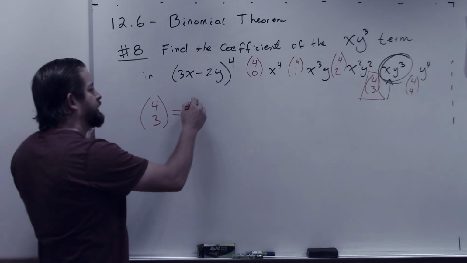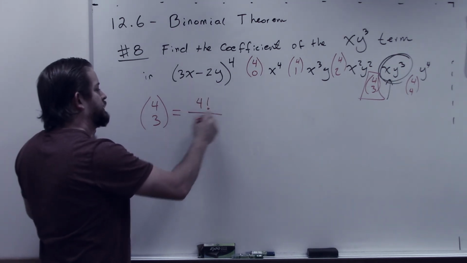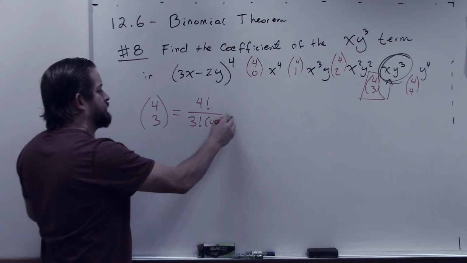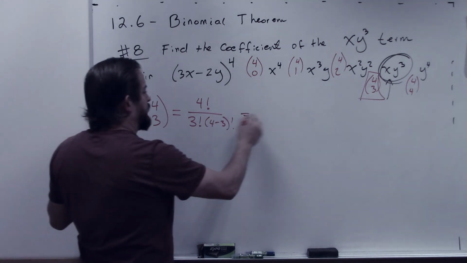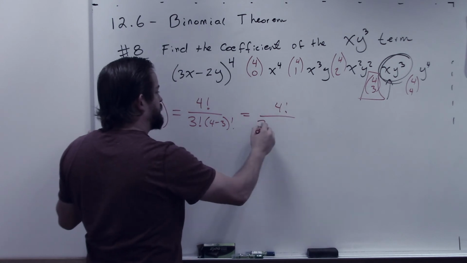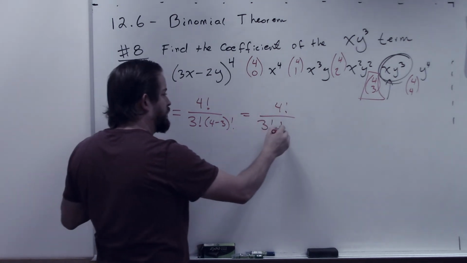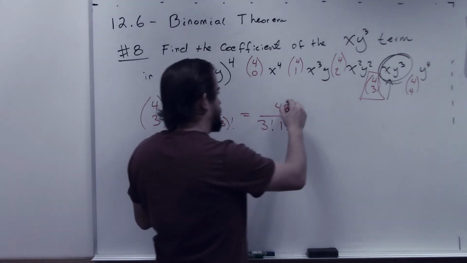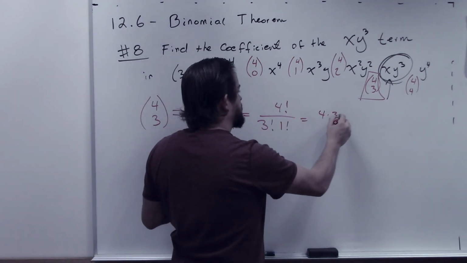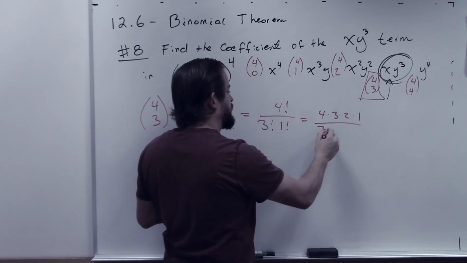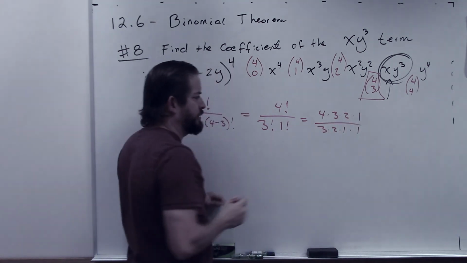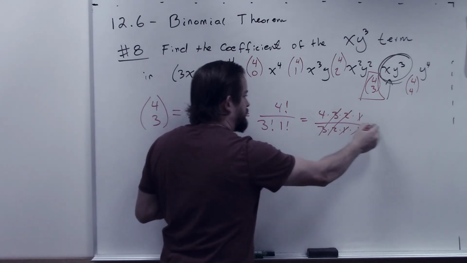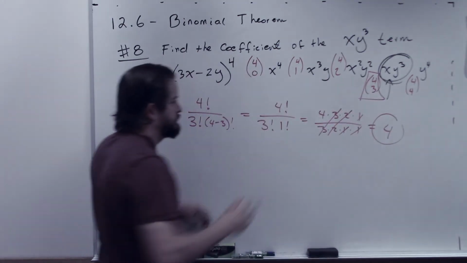4 choose 3 would be that top gets factorialized, the bottom is factorialized, and then the difference between the two, factorial. So that is 4 factorial over 3 factorial, but 4 minus 3 is just 1 factorial. 1 factorial is just 1. And so really, I just have 4 times 3 times 2 times 1 over 3 times 2 times 1, but again, multiplied by another 1. I can cancel the 2, the 3, the 1's don't matter, and I have 4.